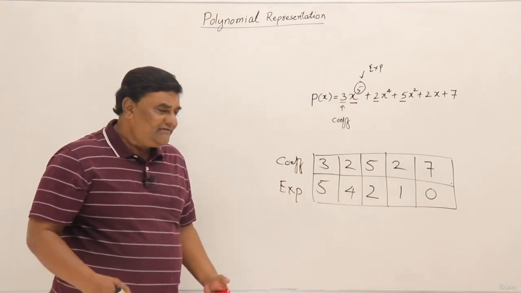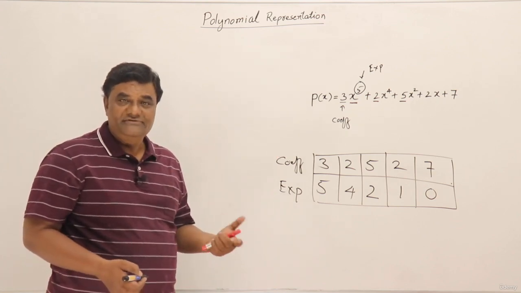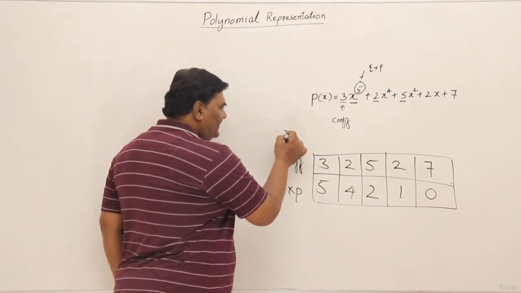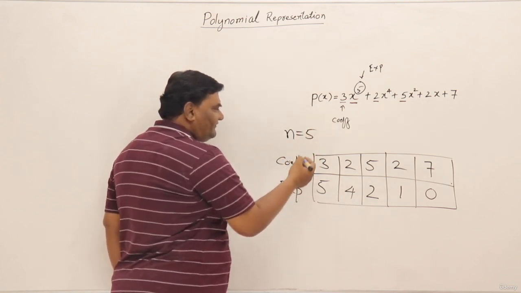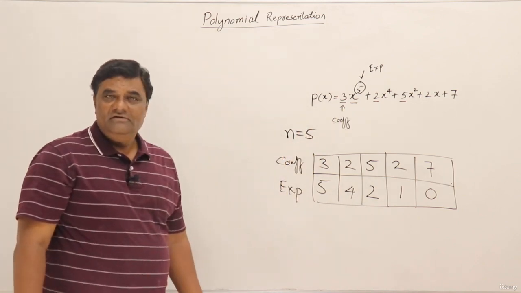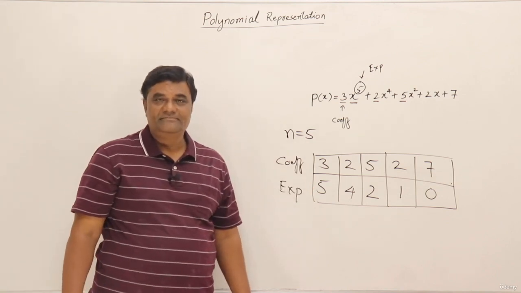Yes. Then one more thing we may want to know is how many non-zero terms there are. If you want to know, then you can have that as the length of this or the size of a polynomial, that is 5. Total 5 terms are there. So this is how a polynomial is represented.